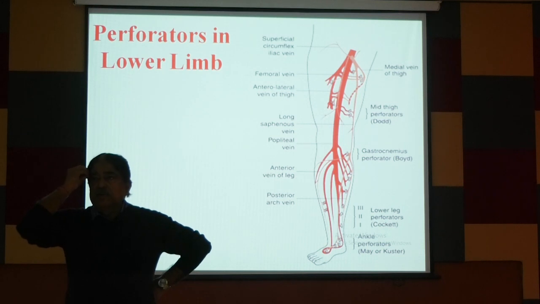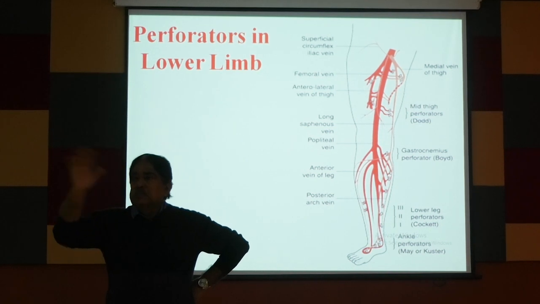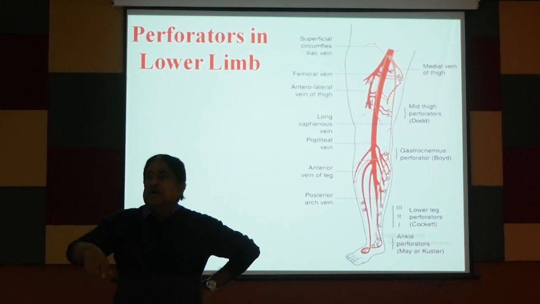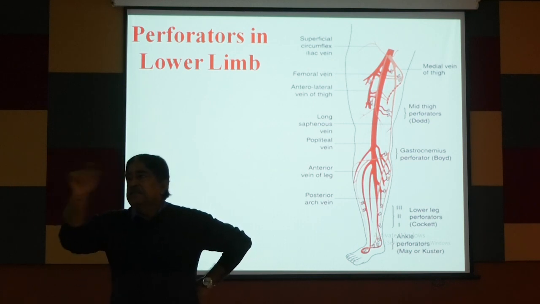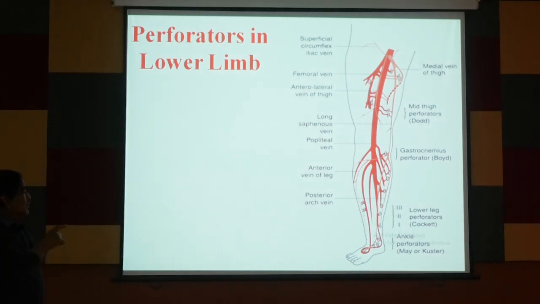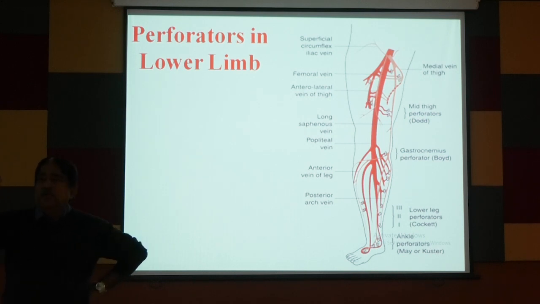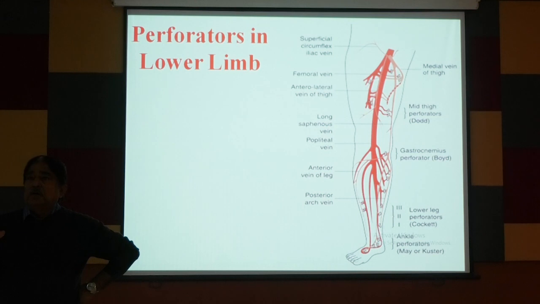In case you forget the names of these anatomists, don't bother. You just draw a diagram and point out the mid-thigh perforator, then the gastrocnemius perforator, the lower leg perforators, and the ankle perforators. You will be given marks. It is not mandatory to remember all the scientists' names or who the inventor was. Don't get obsessed with this.